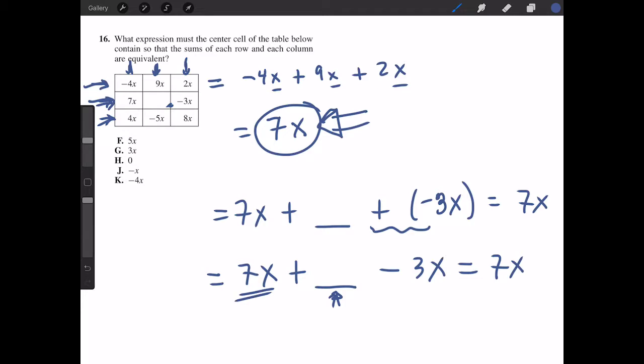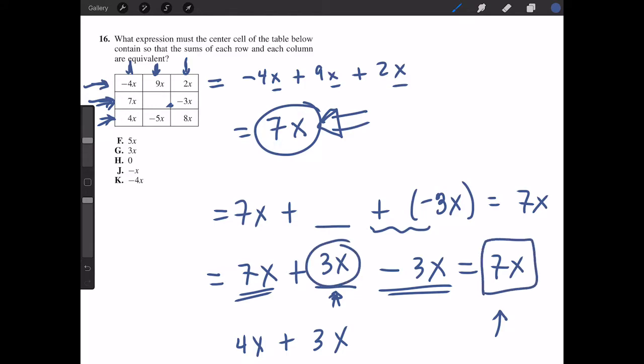Okay, so what term do we plug in here so that the x's end up being equal to 7? Well, let's see. So far I have 7 x's here. I'm going to take away 3 x's, so 7x minus 3x is 4x. I can make a note here. And I need the answer to be equal to 7x by adding or subtracting. So clearly, if I add 3x, I'll get the 7x that I need. So the answer is choice G, 3x.